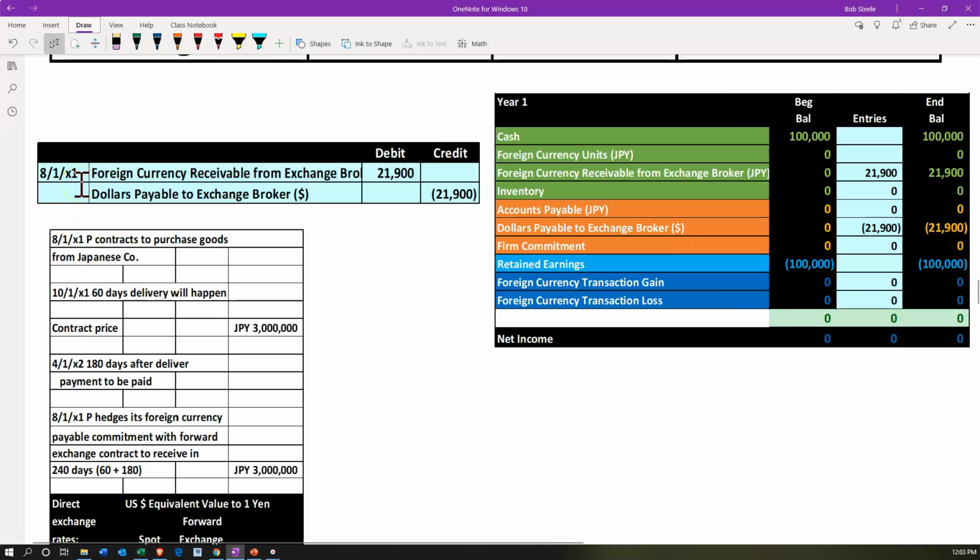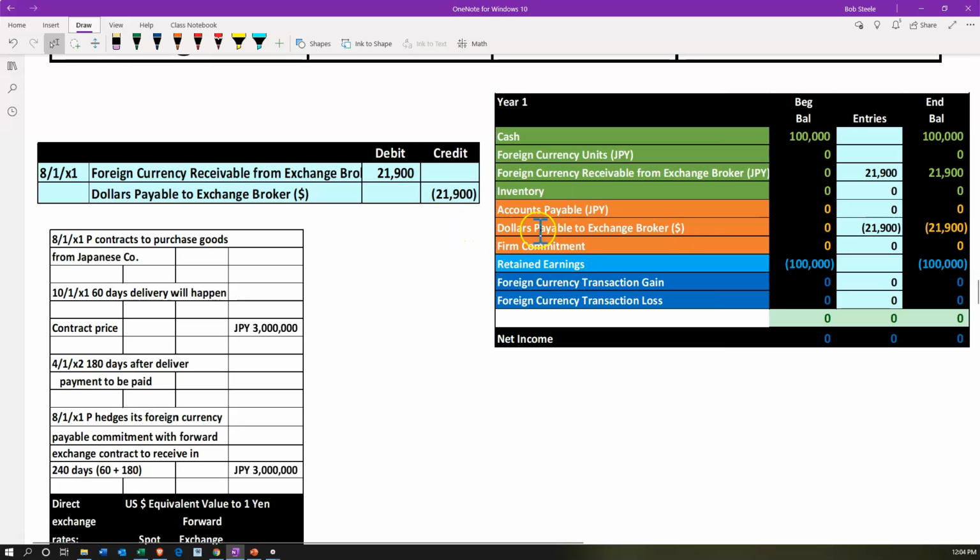We have the foreign currency receivable and the dollars payable to the exchange broker. In essence, for the forward exchange contract, an asset and a liability will basically go on the books. The asset being basically a foreign currency receivable from the exchange broker. However, that receivable will be in yen. That's the key point. It's going to be in yen. We're going to get 3 million yen in the future. That 3 million yen, which we're valuing at this point in time in US dollars, which we'll calculate shortly using the forward exchange rate.